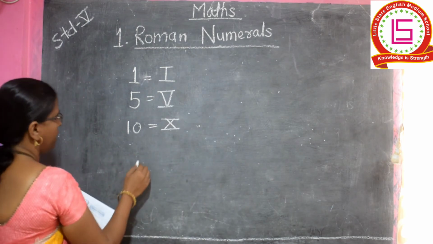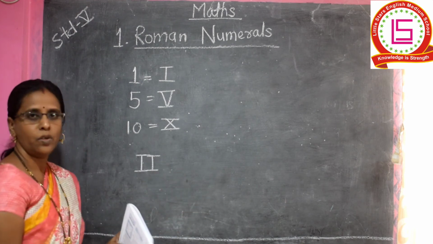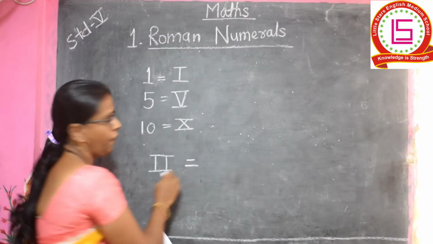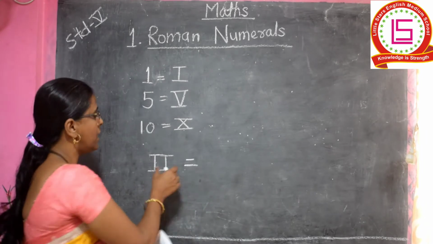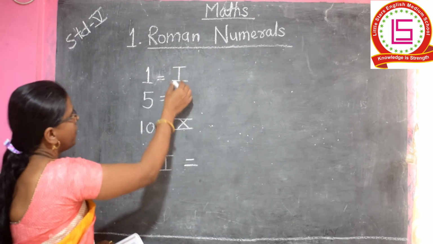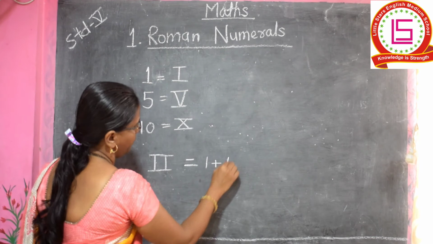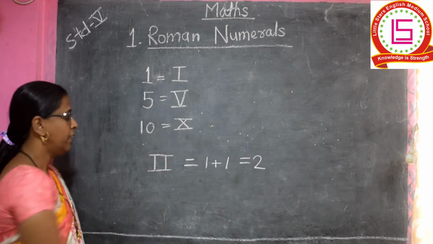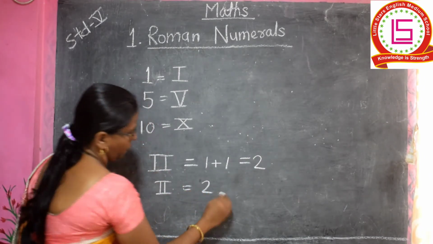If we write I 2 times, then the value is the sum of this I and I. I represents 1, then the second 1, is equal to 1 plus 1 is equal to 2. That means II means 2.